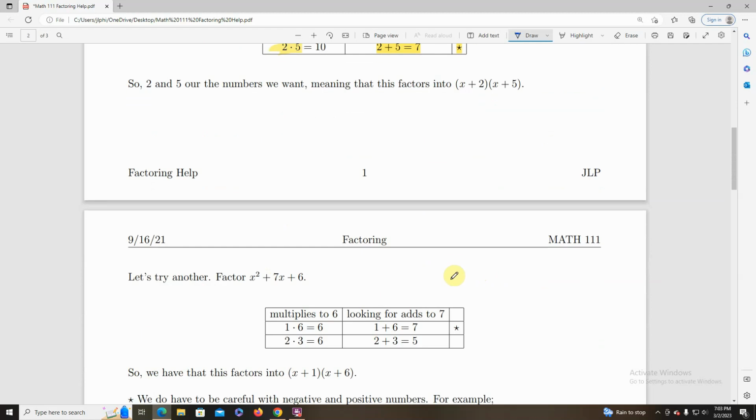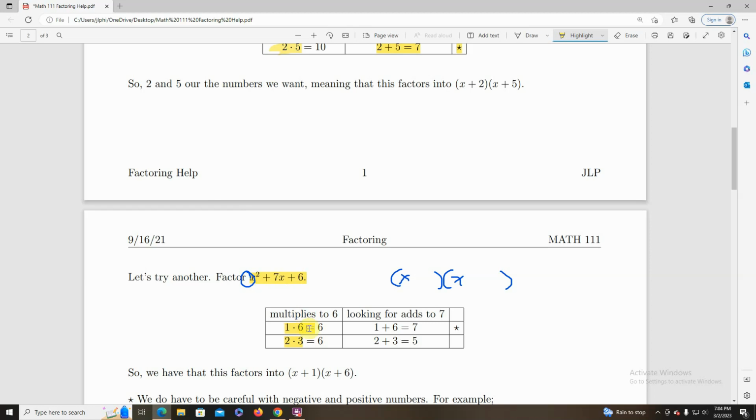Okay, let's try another one. So look at this problem here. x squared plus 7x plus 6. Notice there's no number out front, so that makes me happy. I know this is going to be x plus or minus some number, and x plus or minus some number. Well, I need all the numbers that multiply to 6. That's not too hard. 1 times 6 and 2 times 3.